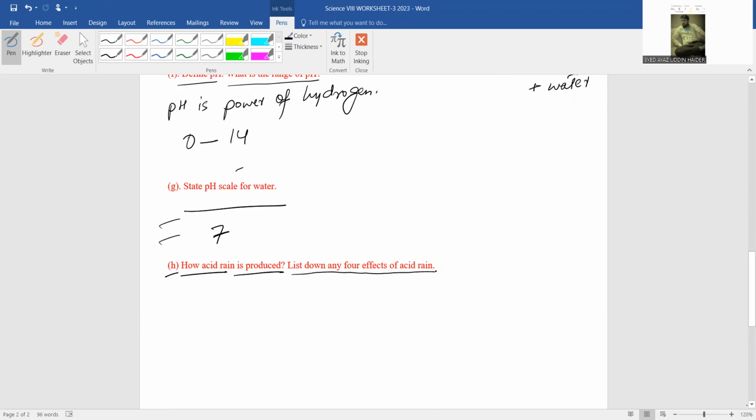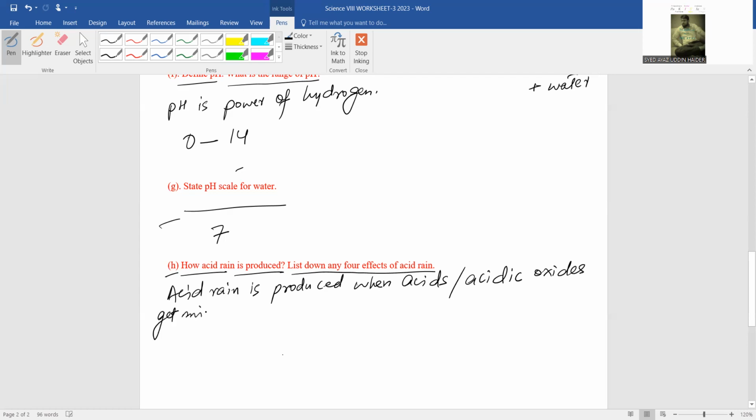H. How is acid rain produced? List down any 4 effects of acid rain. Acid rain is produced when acid or acidic oxides get mixed with rainwater.